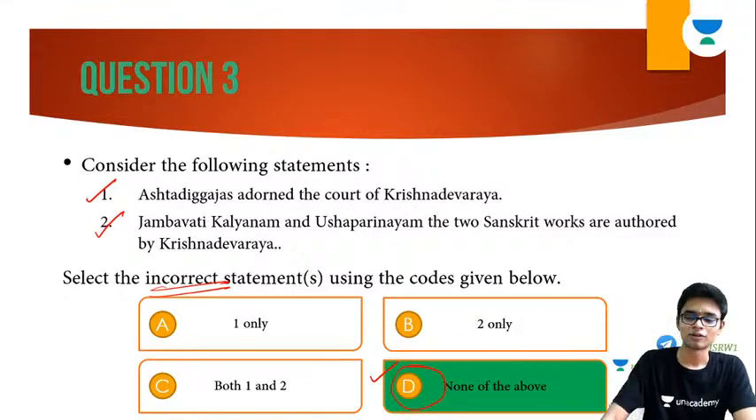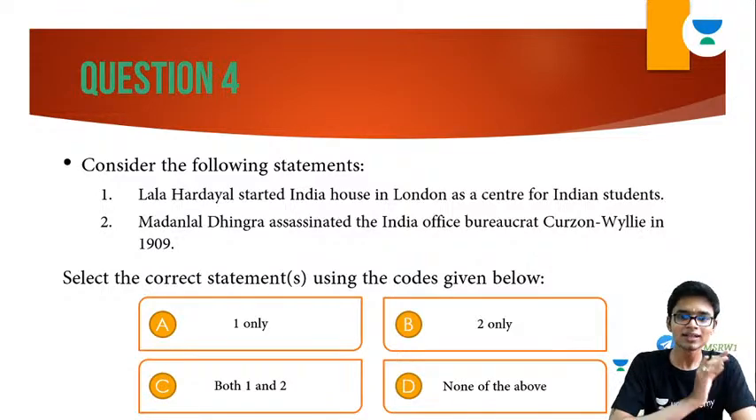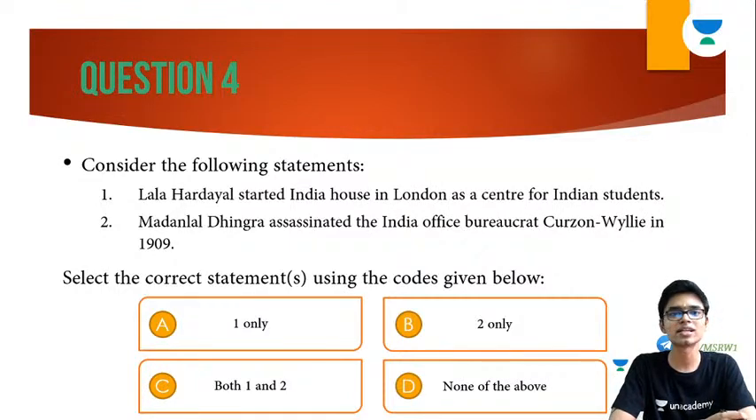Alright, question number 4. Consider the following statements. 1. Lala Hardayal started India House in London as a center for Indian students. 2. Madan Lal Dhingra assassinated the India Office bureaucrat Curzon Wyllie in 1909. Select the correct answer.